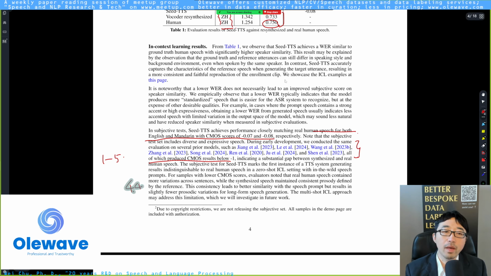Oh, that's not what I meant. They compared their generated voice with other techniques, not with human beings. So they're saying that they have at least a -1 difference compared to other ones. Okay.